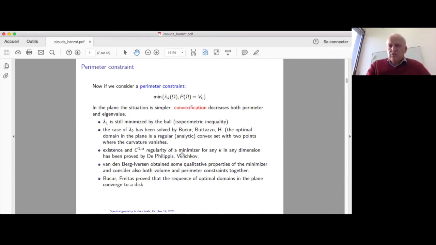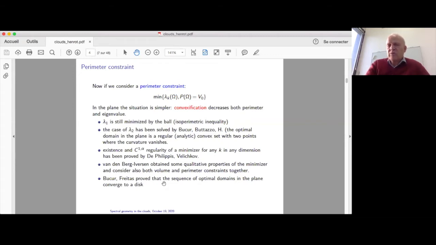And more generally, Guido De Philippis and Bozhidar Velichkov have proved existence in any dimension for any k, and C^{1,alpha} regularity of a minimizer for this problem. So you see that it is simpler than the volume constraint, because here you have regularity of the minimizer. There is also a paper by Van den Berg and Iversen where they prove some qualitative properties. And last but not least, Bucur and Freitas studied the sequence of optimal domains.